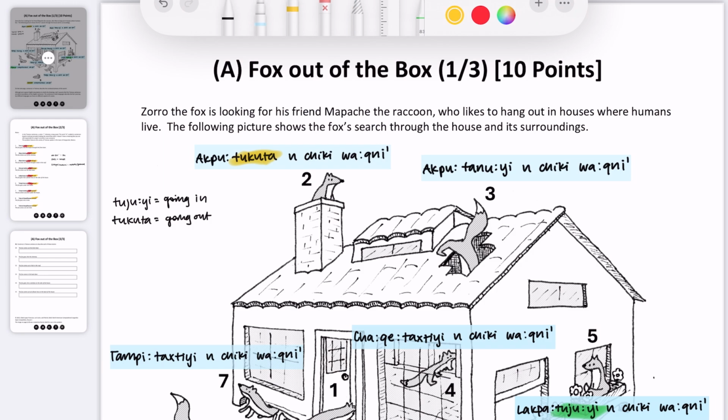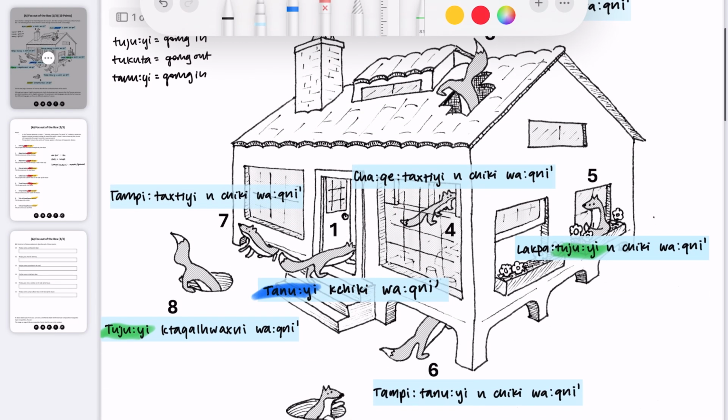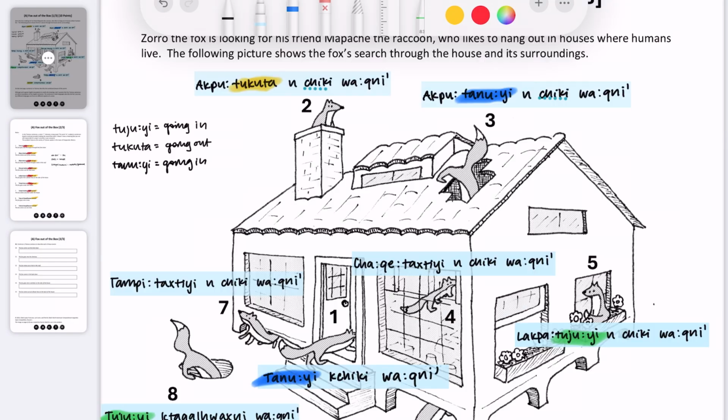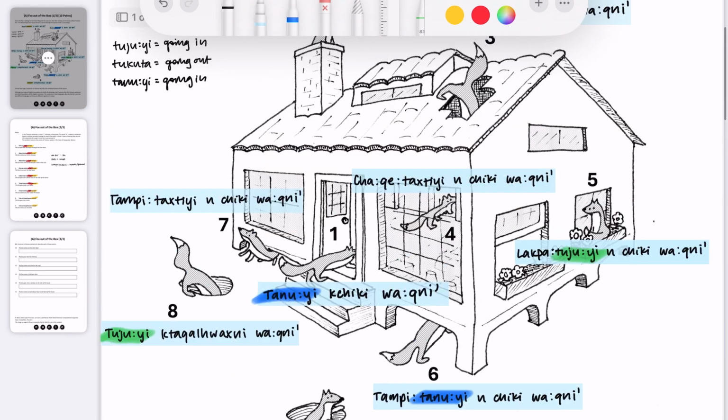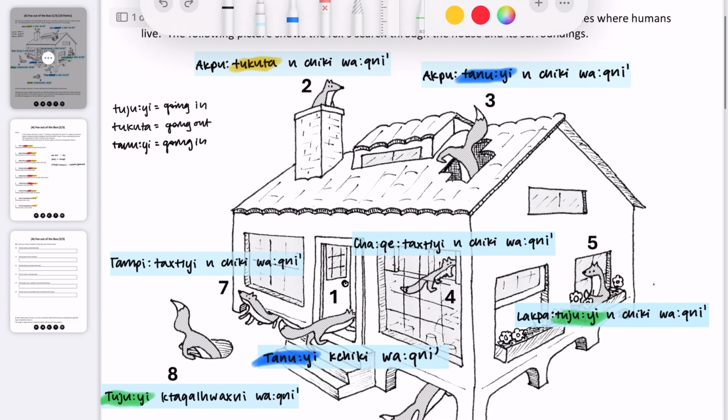If we look at the verb for number 3, we see we have tanu-yi, which is interesting because it's different from the first verb we have for going in, but we can probably try to figure out what the distinction is between them later, but it's just good to have a note of what tanu-yi means. So tanu-yi also means going in. And we can also pick a color for it. We'll do this blue. We also see a tanu-yi over here, so I'll highlight that, and then one over here, so I'll highlight that. And then that just leaves one more verb, so this taksti word that we see over here and over here, it seems to, in both cases, describe the fox leaving the house.